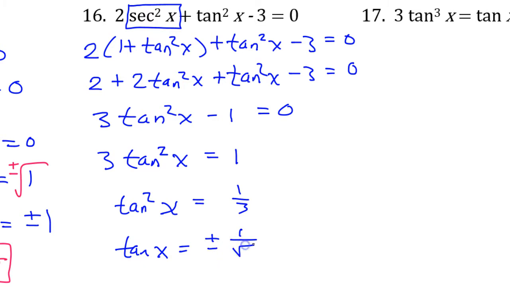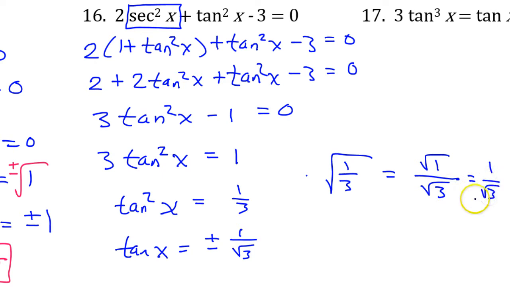1 over radical 3. Now, notice just now when I took the square root of both sides, I'm taking the square root of 1/3. Now, just understand that this is the same thing as square root of 1 over the square root of 3. And the square root of 1 is simply 1. So that's how I got 1 over radical 3. Don't forget your plus or minus.